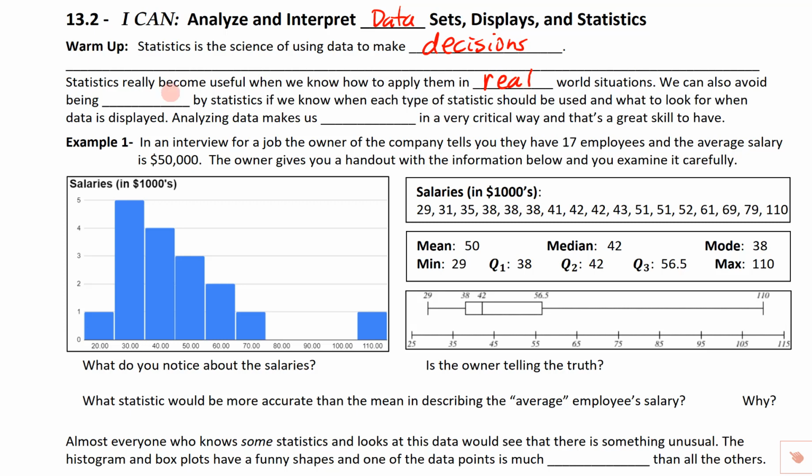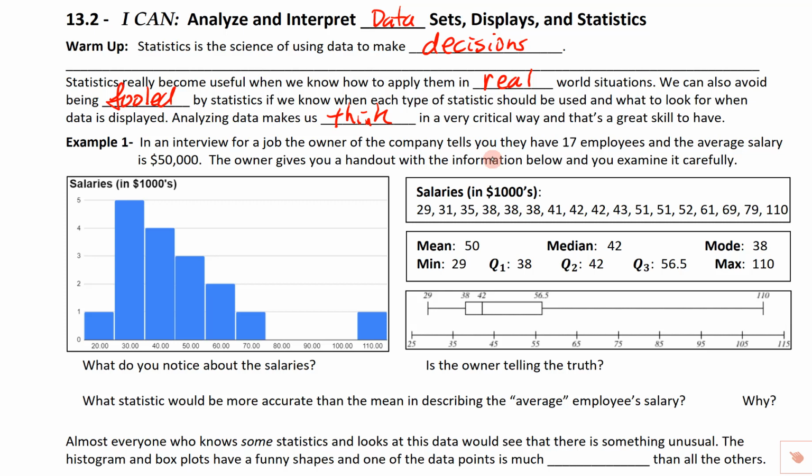And we can also avoid being fooled, so we'll write the word fooled right here, fooled by statistics if we know when each type of statistic should be used and what to look for when data is displayed, because even displays can be a little bit deceiving sometimes. So analyzing data makes us think in a very critical way, and that's a really good skill to have. In fact, that's one of the great things about statistics: we learn a little bit about it, and then we're better consumers of information because we understand what to look for, when to be suspicious, and things like that.